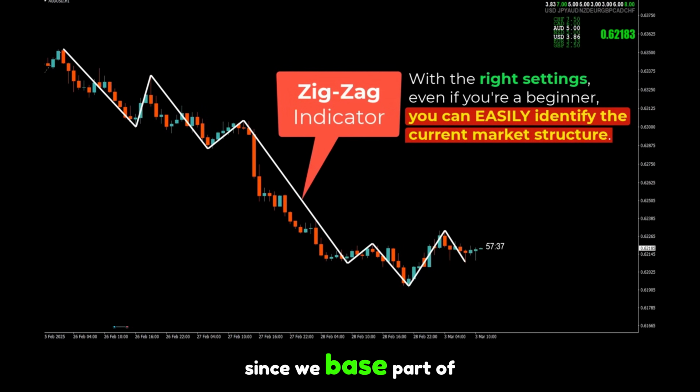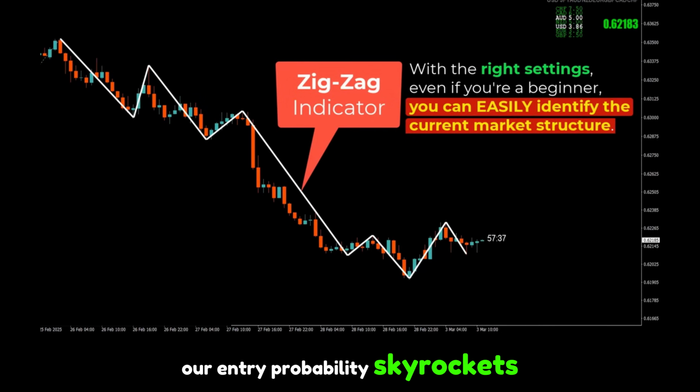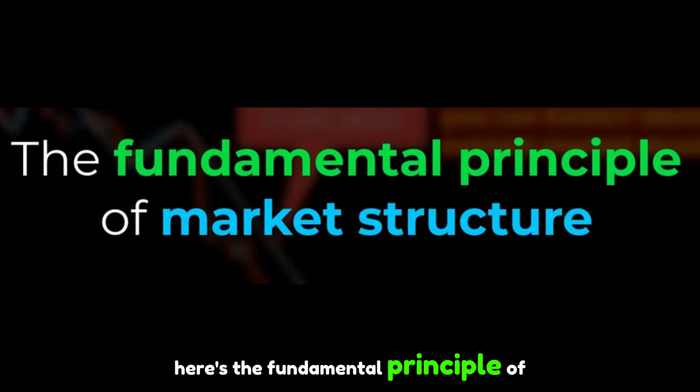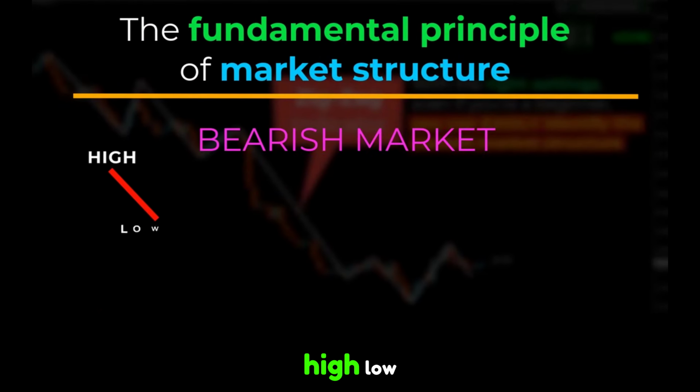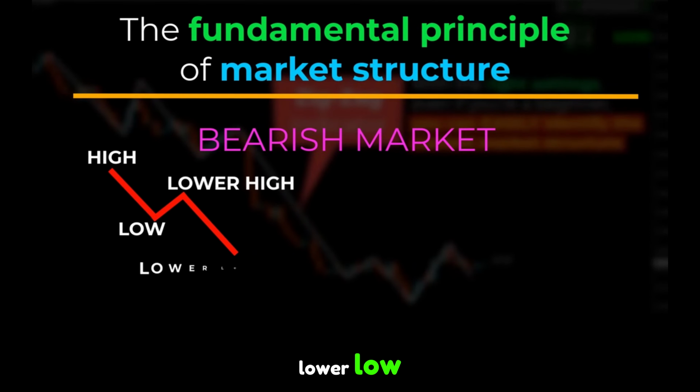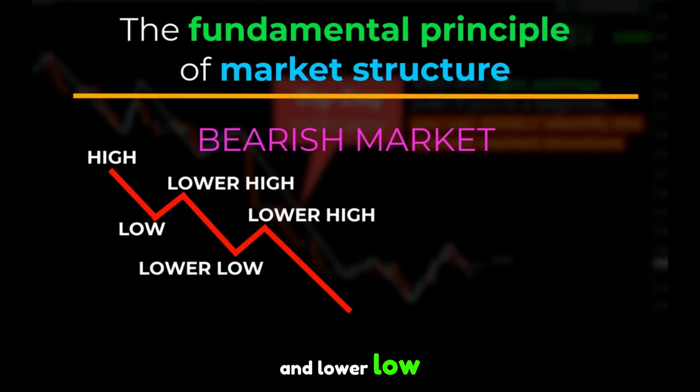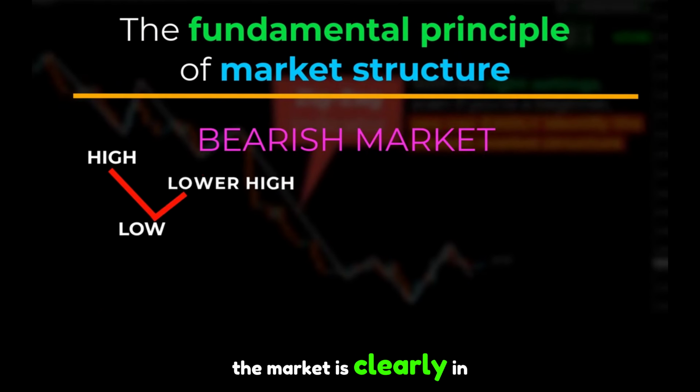In fact, since we base part of our market analysis on structure, our entry probability skyrockets compared to just relying on signal confirmation alone. Now, let's break it down. Here's the fundamental principle of market structure. Bearish market, the sequence is high, low, lower high, lower low, lower high, and lower low. When you see this pattern forming, the market is clearly in a downtrend.